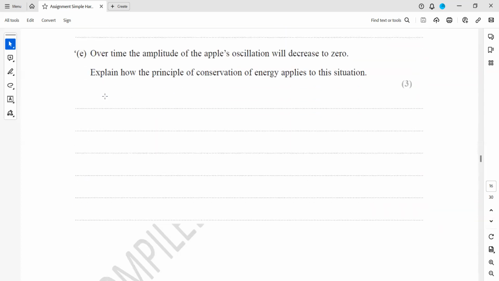Over time, the amplitude of the apple's oscillation will decrease. Explain how the principle of conservation of energy applies to this situation. A 3 mark question. So how can we apply the principle of conservation of energy here? The points you will mention, first, according to the law of conservation of energy, the total energy is the same, but energy transforms from one form to another. So we mention the total energy remains the same, but energy is transferred to the surroundings in the form of heat, because there is work done against friction due to air resistance. So 1 mark is for mentioning that total energy is conserved.